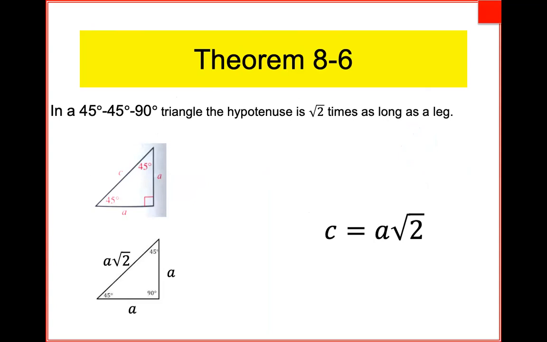This is what's in the book. This is the more useful one. I mean, this tells you everything you need to know. You got a 45, 45, 90. The legs are A, and the hypotenuse is A root 2.